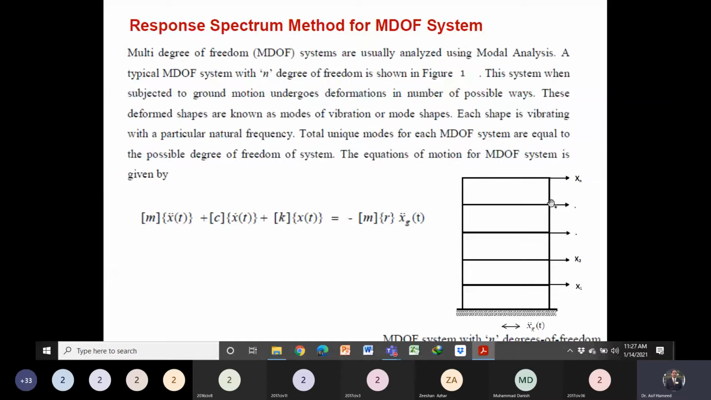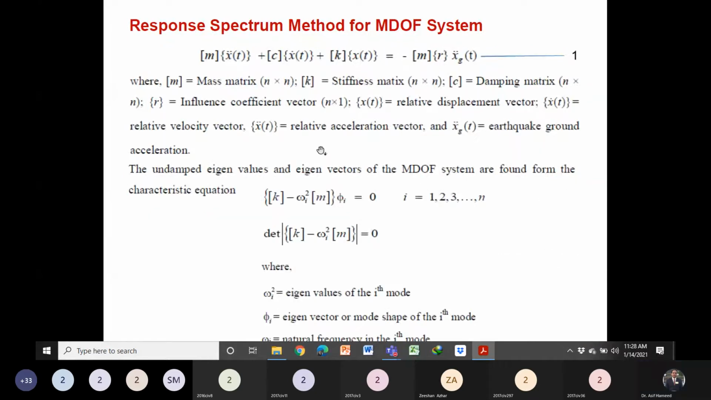So the influence coefficient value for the degree of freedom in which there is no inertial force will be equal to 0, and the influence coefficient value for the degree of freedom in which there is an inertial force will be equal to 1. Okay? Here there is inertial force, in this direction there is no inertial force, so along the lateral direction the influence coefficient value will be equal to 1, and in the other direction it will be equal to 0. Okay, so we have the influence coefficient vector. This is n by 1, and then we have the relative displacement vector, relative velocity vector, relative acceleration vector.